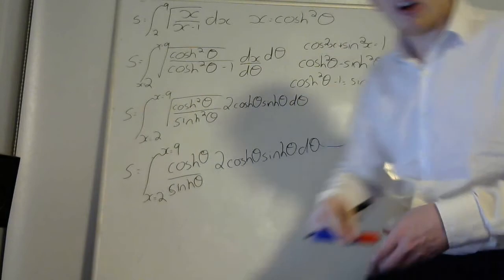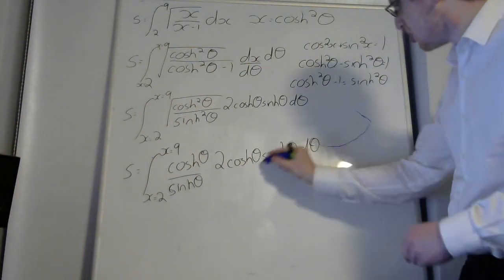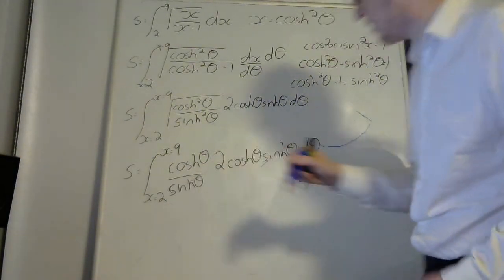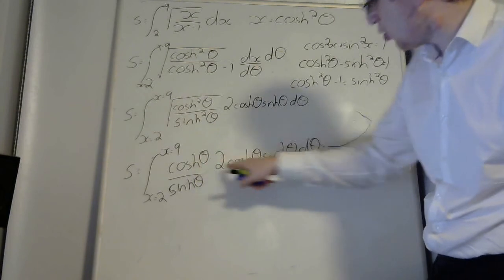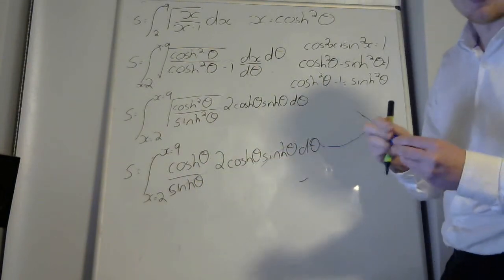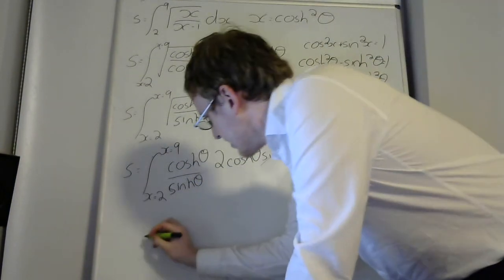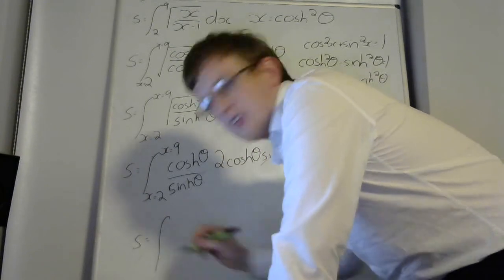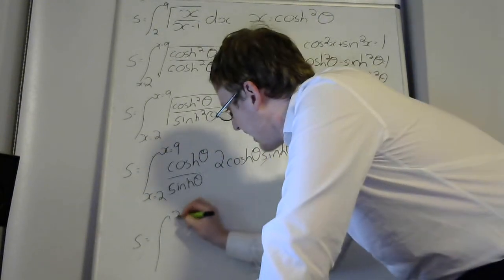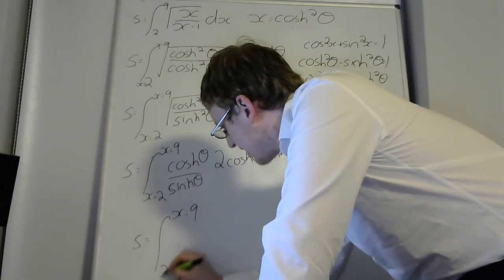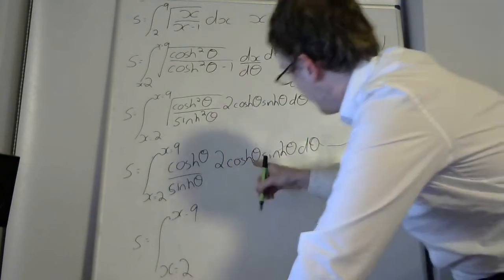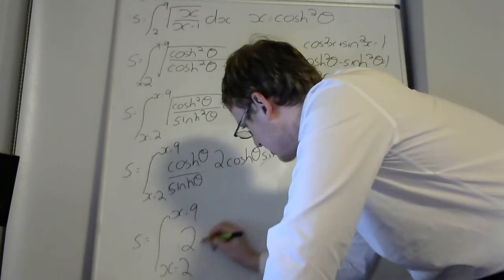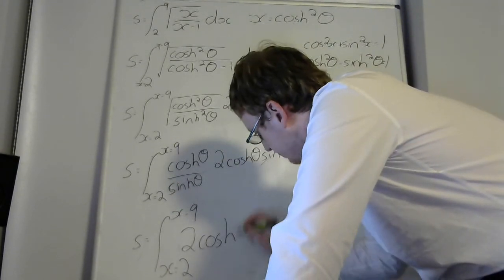And now I was right not to write cot because the sine cancels out with the sine, and that's going to give me 2 cos squared theta. So s is equal to the integral between x is equal to 9 and x is equal to 2 of 2 cos squared theta.